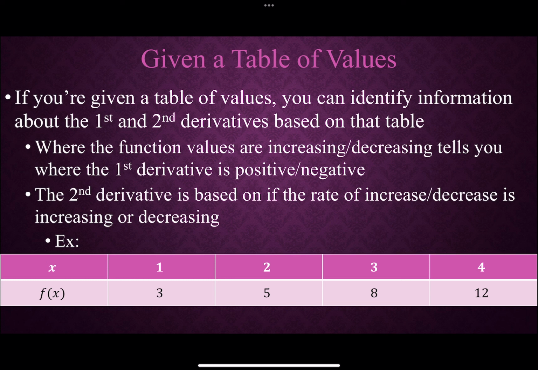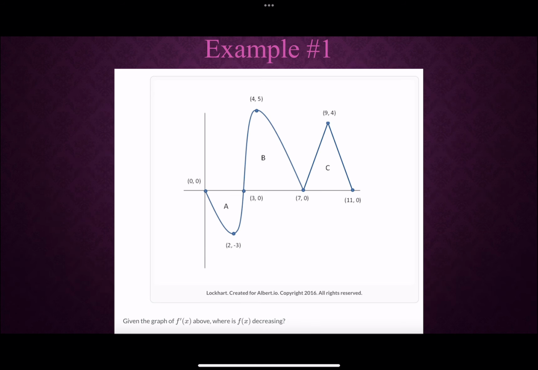The second derivative would be talking about the rate of increase or decrease, noticing that we're going up by 2, then up by 3, then up by 4. That rate of increase is increasing, therefore the second derivative would be positive if we could assume that there's nothing weird going on in between these different coordinate points, which is why, again, tables are relatively rare to ask questions regarding first and second derivative values. So let's get into some graphs. We've got 8 in total. These are coming from Albert.io, which is a useful platform for AP students that our school has.